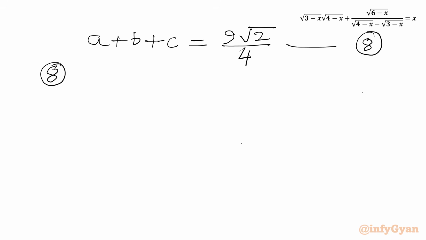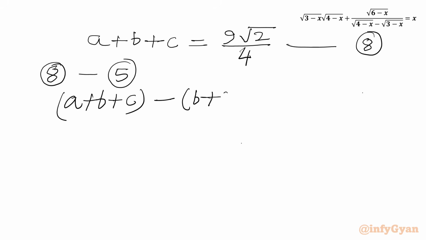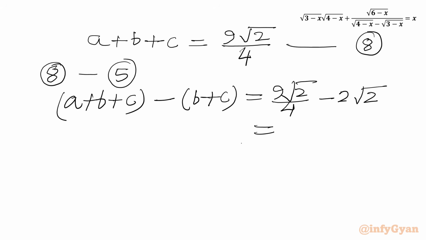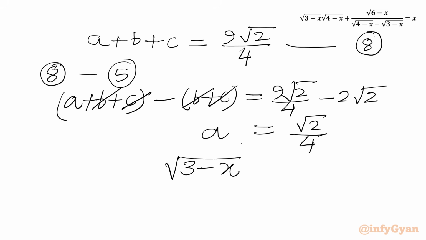Now we will subtract equation 5 from equation 8. So I will write here the LHS first: LHS of equation 8 minus LHS of equation 5 will be equal to 9 root 2 over 4 minus 2 root 2, which is the RHS of equation 5. So we will get 9 root 2 minus 8 root 2, which is root 2 in the numerator and 4 in the denominator. b plus c minus b minus c will get over. We are going to get a. Now a is square root of 3 minus x, equal to square root 2 over 4.